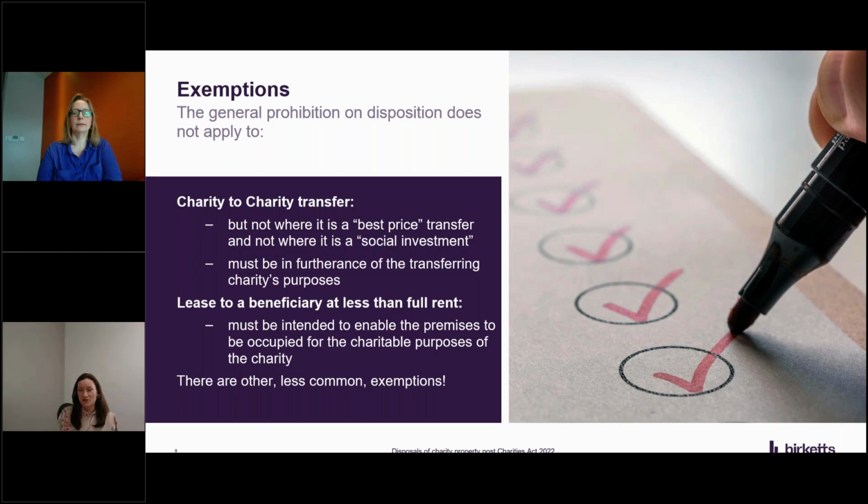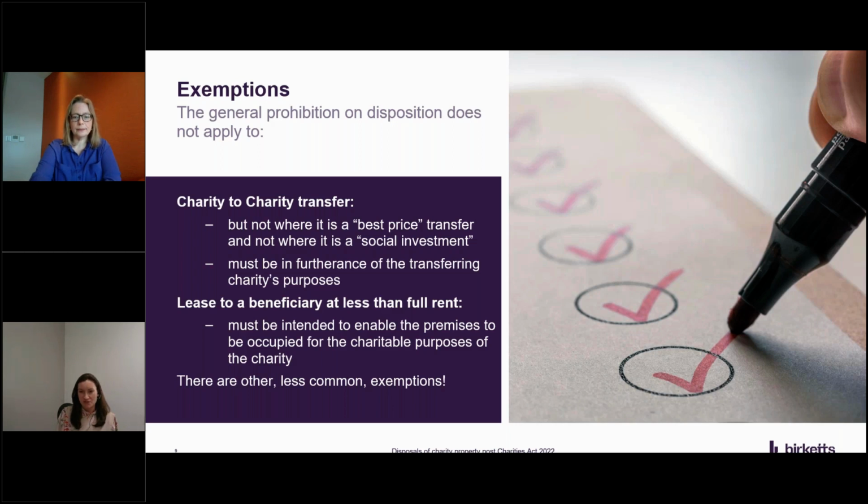This happens quite often on incorporations or mergers. So if a charity is incorporating and it needs to move its assets across to that new incorporated entity in order to finish its incorporation, that happens quite often in that circumstance. The lease to a beneficiary at less than full rent is another exemption, which if the property is being used for the purposes of the charity that's making the disposal, the lease, then there is an exemption there that you can rely on as well.